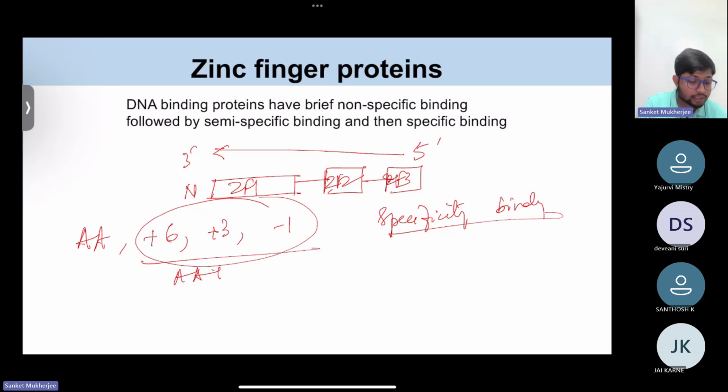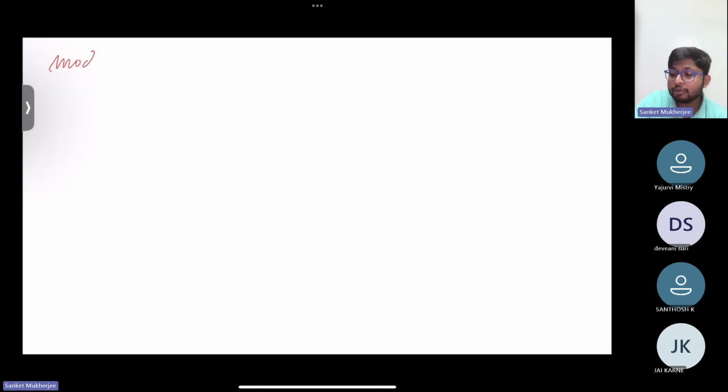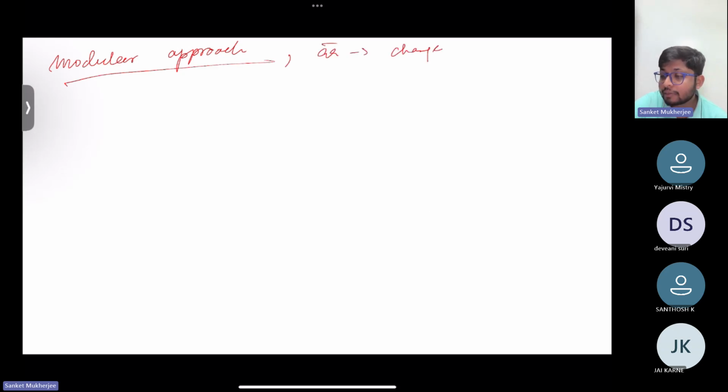This gives us an idea that we can manipulate these three amino acids, we can change them, and cause formation of different zinc finger proteins which can recognize different DNA. Now, this particular approach is called the modular approach, where we change the amino acid sequence and that changes the specificity.